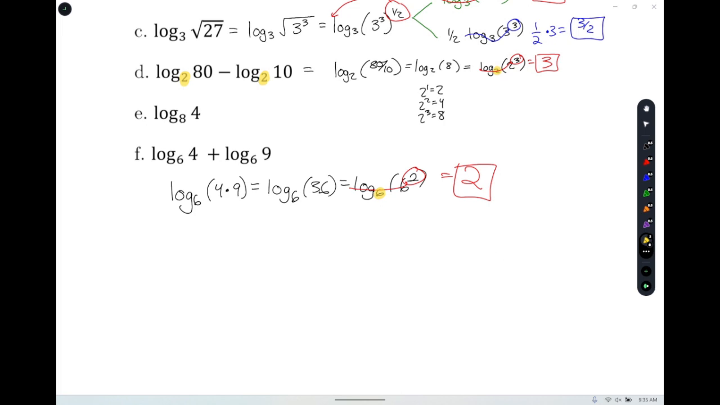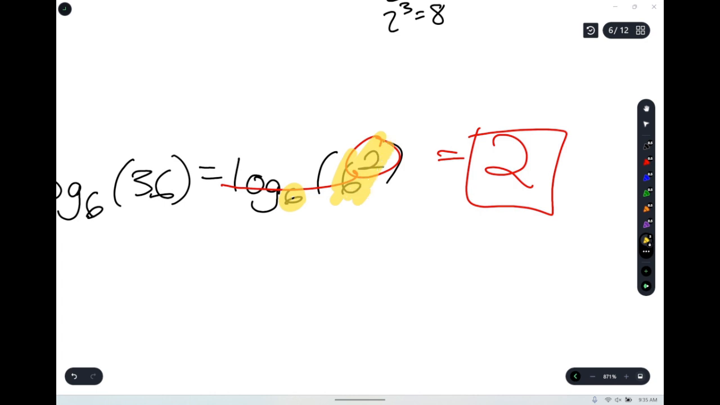What is the proper term for the numbers inside the log? The argument. You want the argument to have a base that's the same as the base of the log. You want the argument, which is this, to have a base, which is this, that matches the base of the log. And then the exponent's the leftover answer.